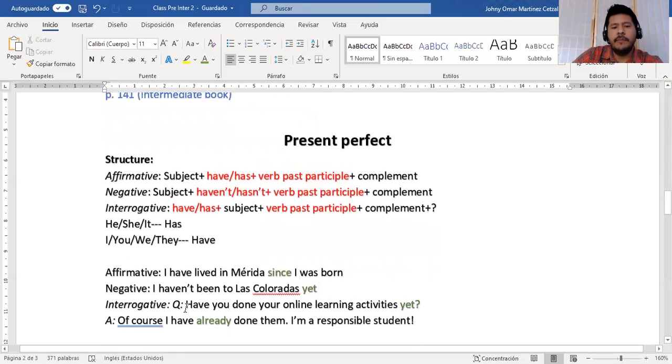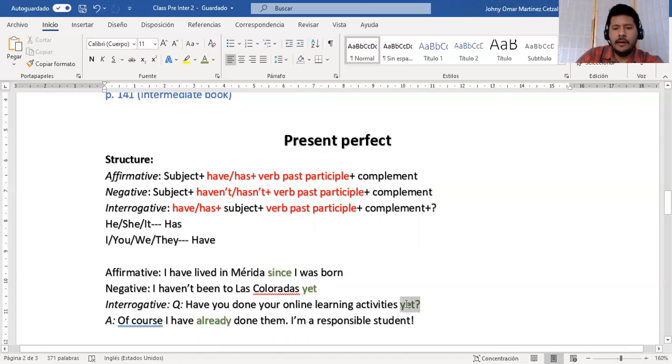Now, a negative one, I haven't been to Las Coloradas yet, okay? So yet means that it's something that maybe in the future you're going to do. It's something probable, but not yet, okay? I'm going to do it, but not yet. In the future, I will do it, okay? Now, interrogative, have you done your online learning activities yet? Of course, I have already done them. I'm a responsible student, okay?